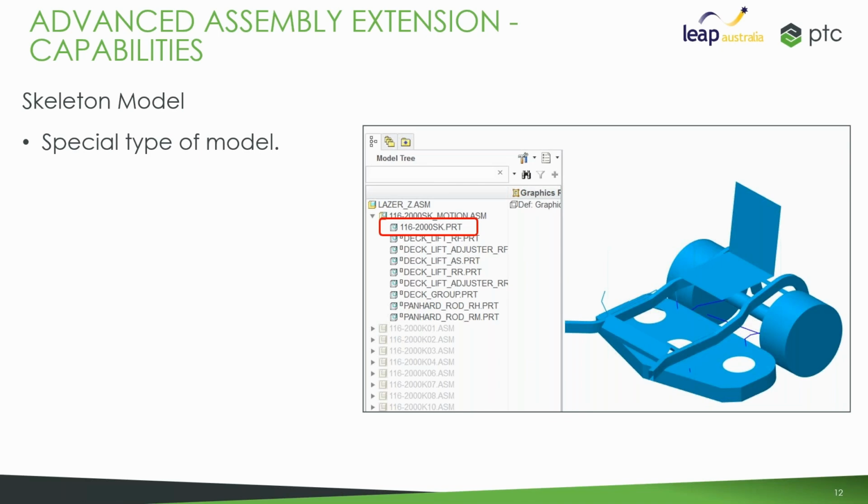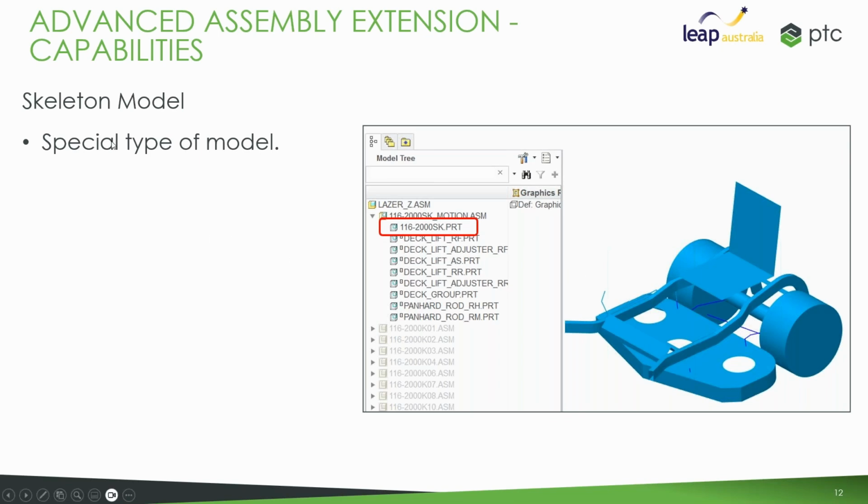So we move on to advanced assembly extension, the capabilities. It introduces something called a skeleton model, sort of mentioned it before, but basically this sits at the top of the tree. It is possible to have multiple skeletons, but for what most people do, just one is enough. The idea is to set up all of the common geometry in one model.